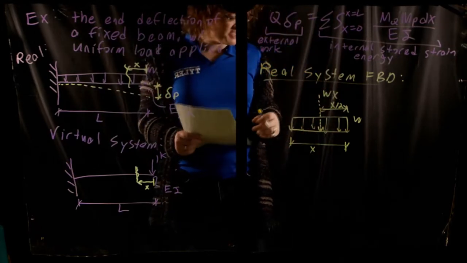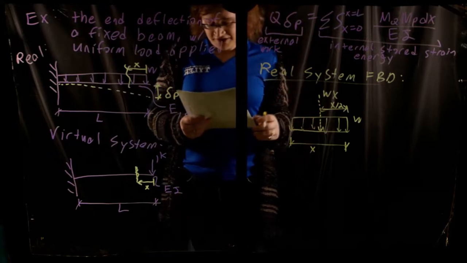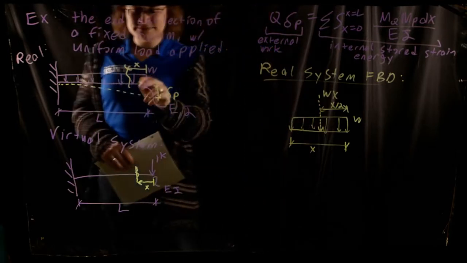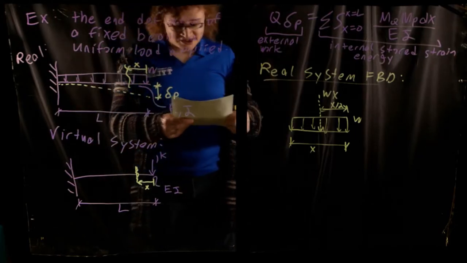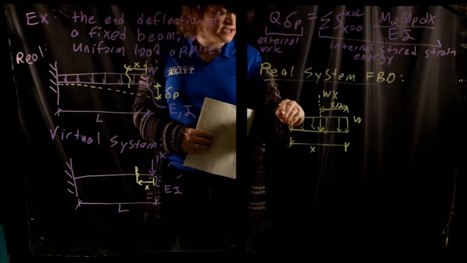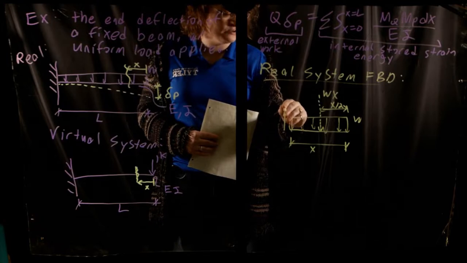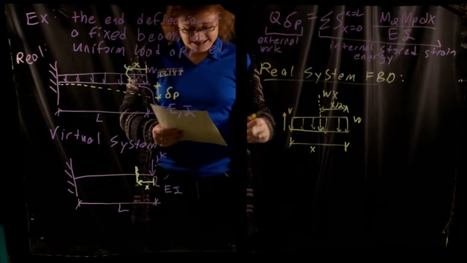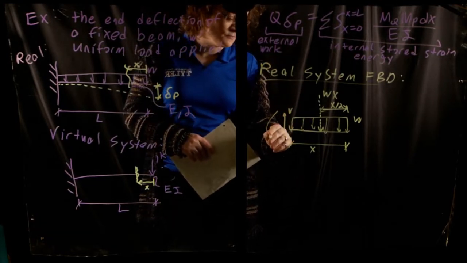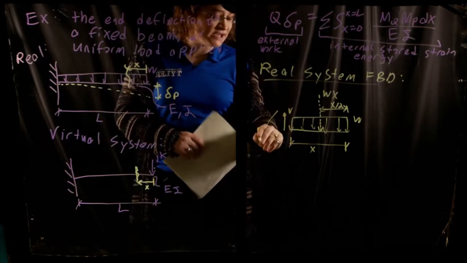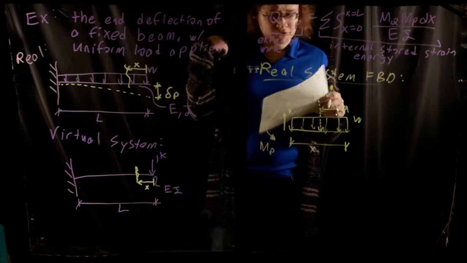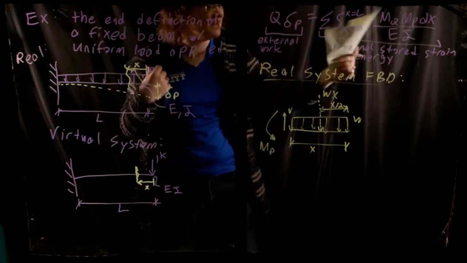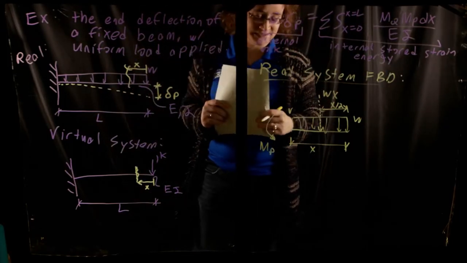Then, in terms of other forces, when I cut this beam, I reveal certain internal forces, and those will be a shear and moment. So I'll have some sort of shear, which I don't really care about for this analysis, and MP. I'm using MP because this is the moment on the real system. MP, again, remember, P refers to our real system.